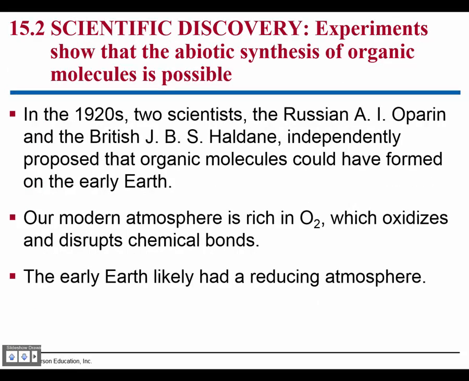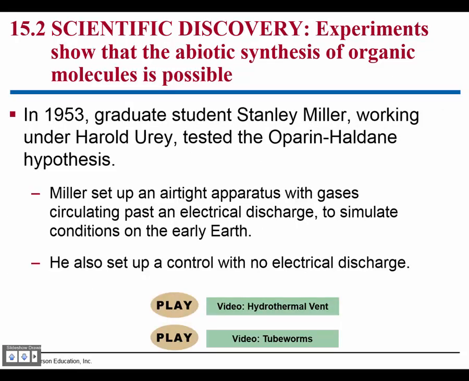So two scientists in the 1920s, A.I. Oparin and J.B.S. Haldane, both proposed that organic molecules could have formed on the early Earth. Our modern atmosphere has a lot of O2, which oxidizes and disrupts chemical bonds. But when there's not a whole lot of O2, it doesn't disrupt chemical bonds as easily. And so the early Earth likely had a reducing atmosphere.